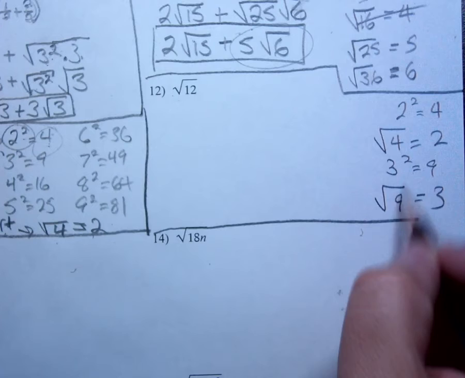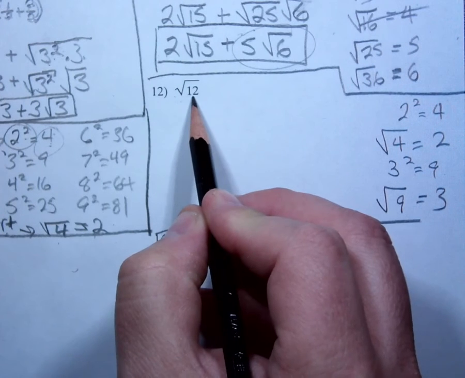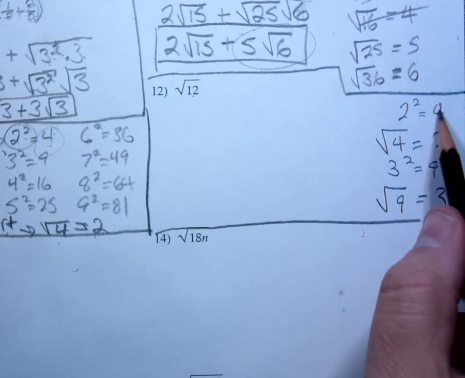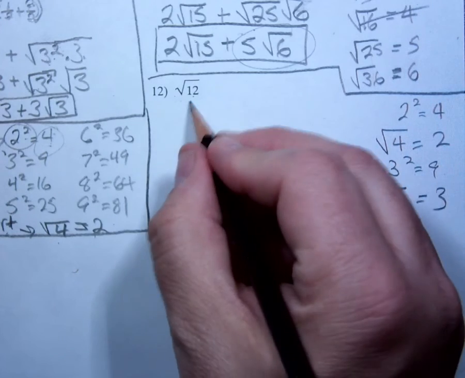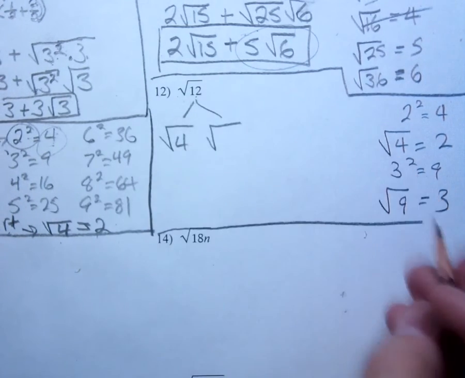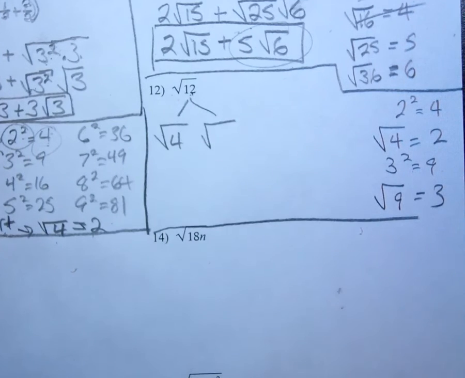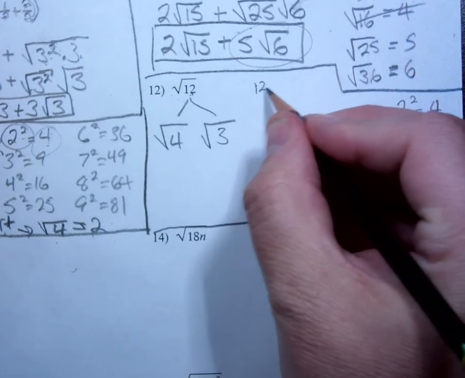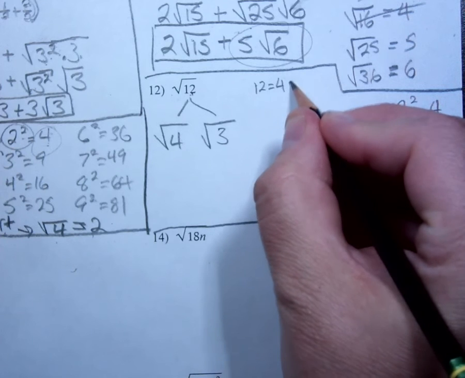Now, in terms of 12, I want to think what numbers go into 12 that are perfect squares? 4, right? So I could switch this into the square root of 4. And what 4 goes into 12 how many times? 3. Now I'm able to do this, and I'll write it out so you can see it, because 12 is equal to 4 times 3.